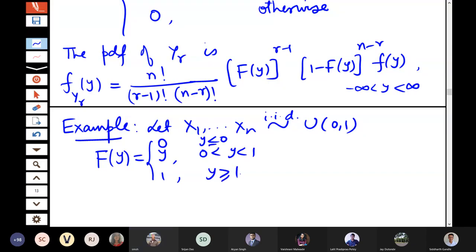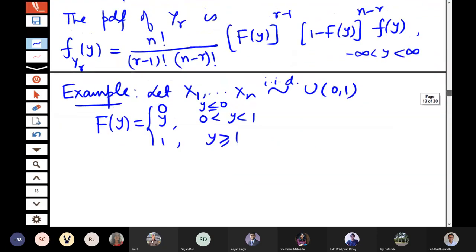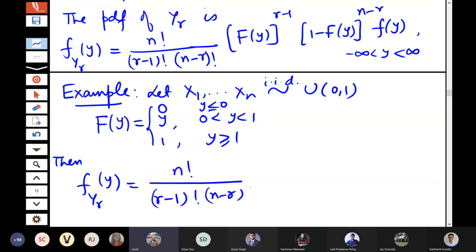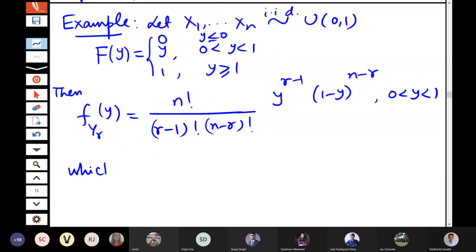If I find out the distribution of the rth order statistic from the previous formula, what will I get here? f of y_r is n factorial divided by (r minus 1) factorial (n minus r) factorial, y to the power r minus 1, (1 minus y) to the power n minus r, which is nothing but a beta distribution. Beta (r, n minus r plus 1) distribution.